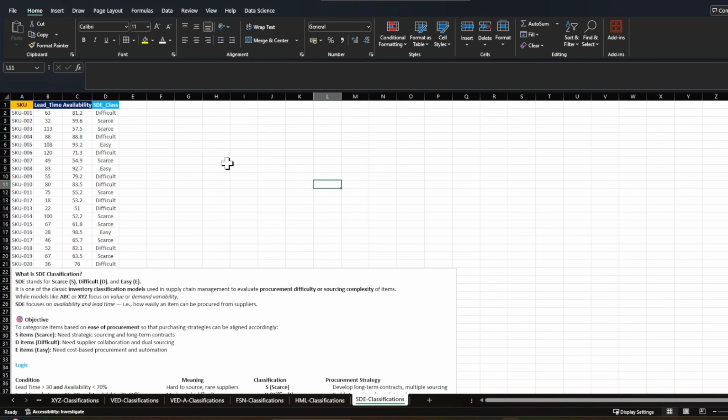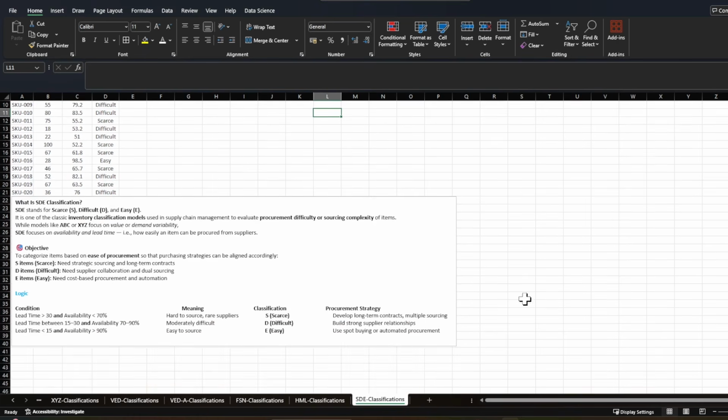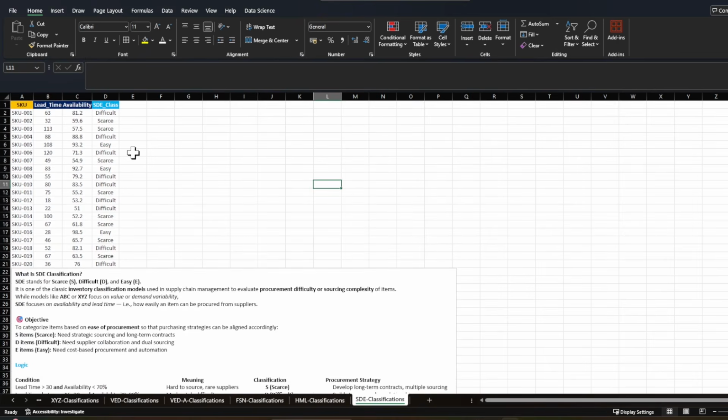How to do this? There is another very easy formula. We just need to use this formula in Excel, and we can easily classify each of our inventory items as difficult, easy or scarce in terms of procurement.